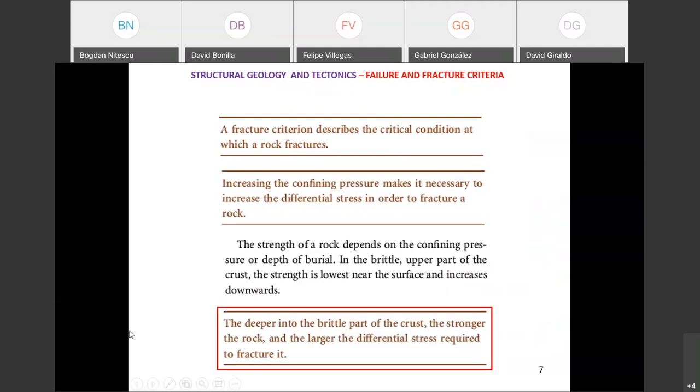All right, so a bit more text. So what happens is, if you increase the confining pressure, that means, for instance, if you bury the rock more and more, you have to have a larger differential stress to fracture the rock. So you remember in the rheological profile, that's why you have the straight line going from zero at the surface like this, and the actual brittle failure occurs at a larger and larger differential stress as the depth gets larger and larger. So this is something I already told you.